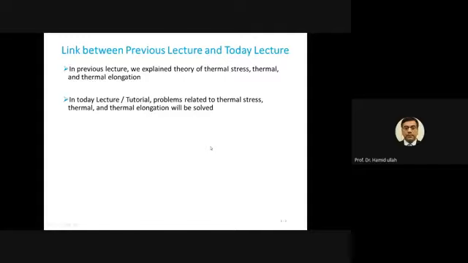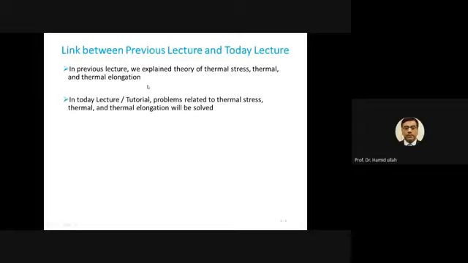So basically the relation or the link between previous and today is that, as I already mentioned, we have covered the theory of thermal stresses and strain, okay. So that is something from the previous lecture. In today's, what we want to do is basically the same topic, okay? Thermal stress, thermal strain, thermal elongation. But we would like to go for solving numerical problems, which will be related to thermal stress and thermal strain, okay? And remember, this is very important, students, to keep in mind.